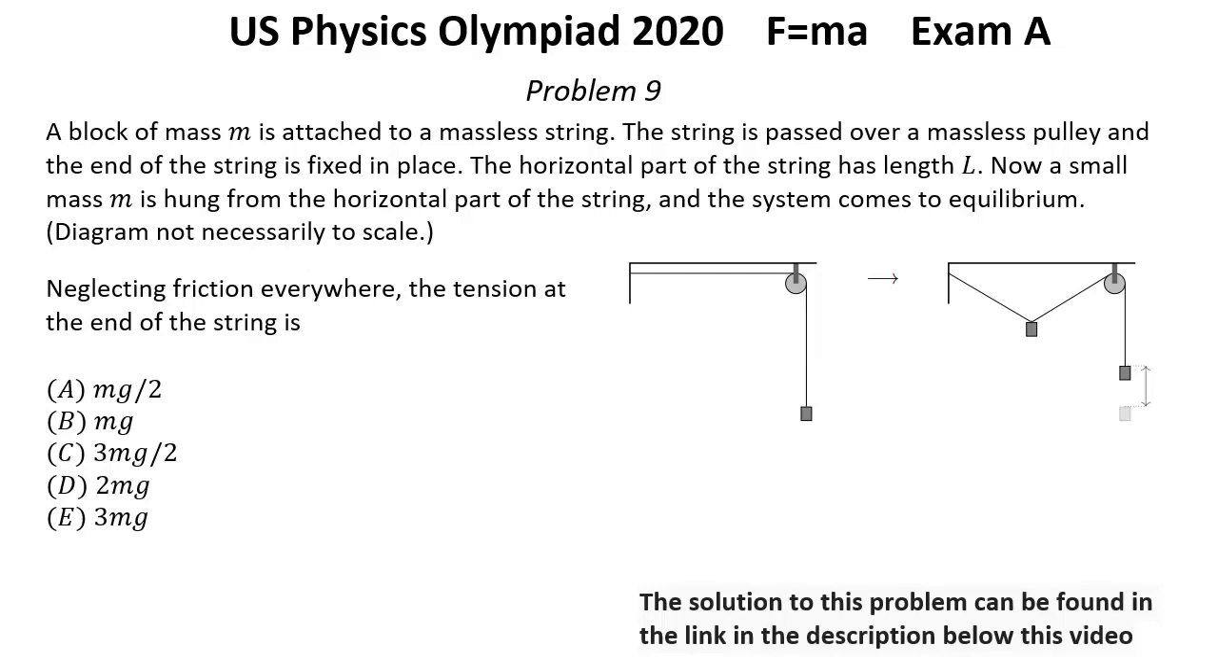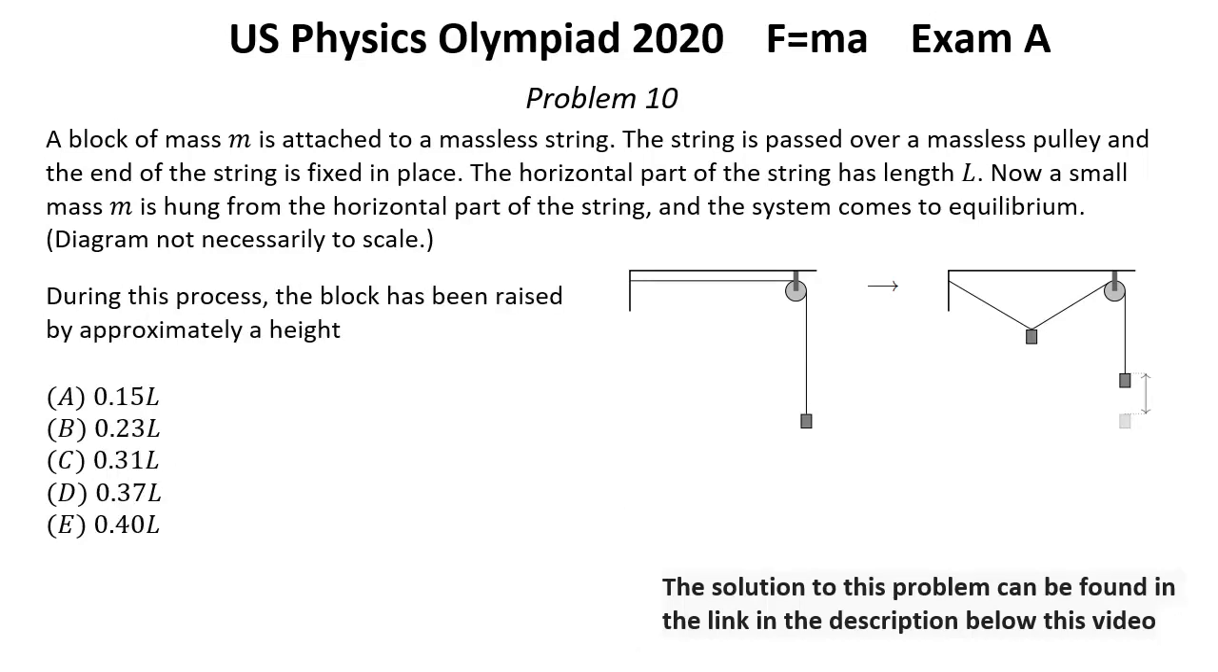Solution for problem number 9. In equilibrium, the tensions on both sides of any pulley must be equal for torque balance on the pulley. The same logic applies to the mass. One can think of it as just another pulley. Hence the tension everywhere in the string is mg. That was answer B, and that was the solution for problem number 9.